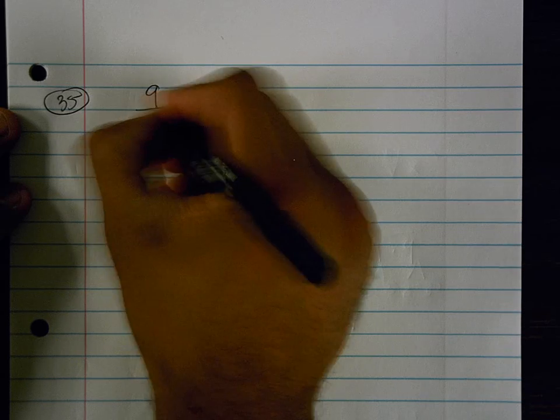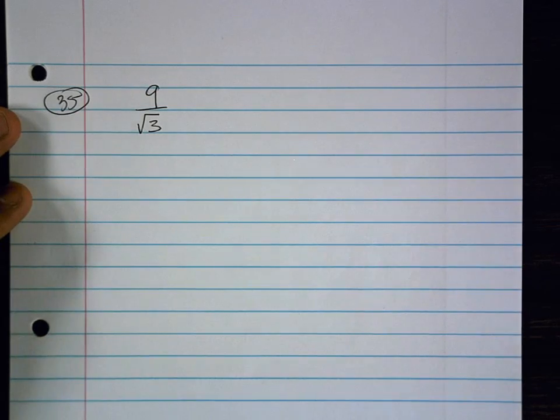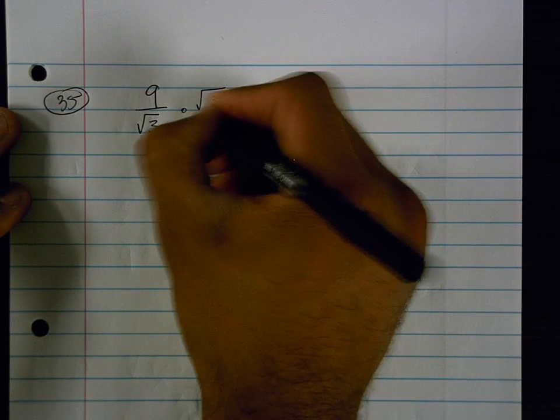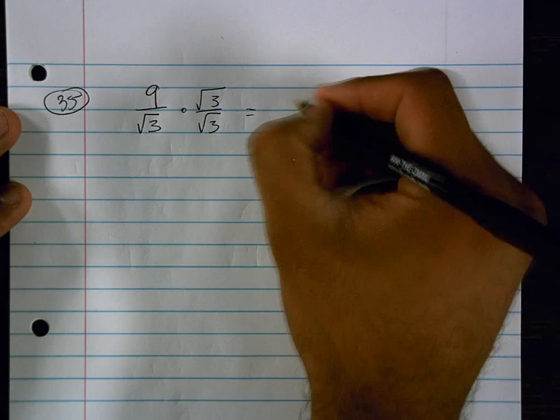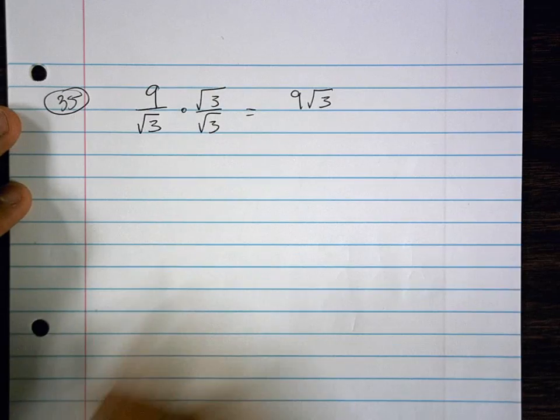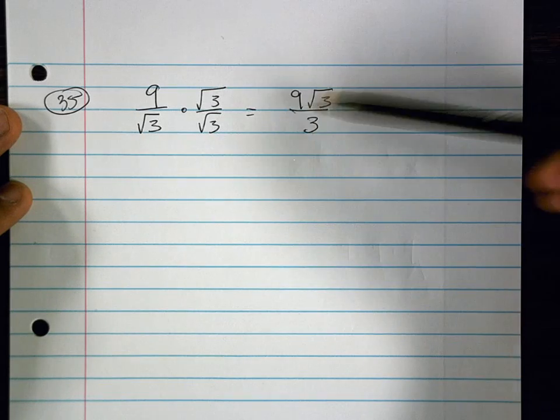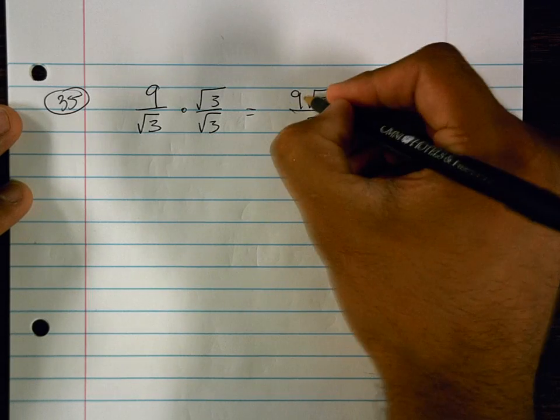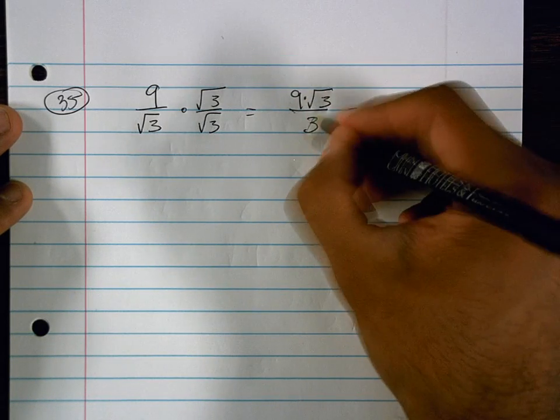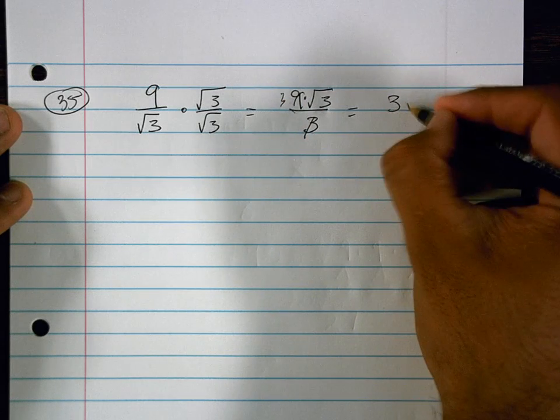35 is 9 over the square root of 3. You cannot reduce those. So I'm going to multiply by the square root of 3 over the square root of 3. And this equals 9 square root of 3 because you're just multiplying them all over 3. Now you can see here that these can actually reduce. So you take a 3 out of both of those and it leaves you with just 3 root 3.